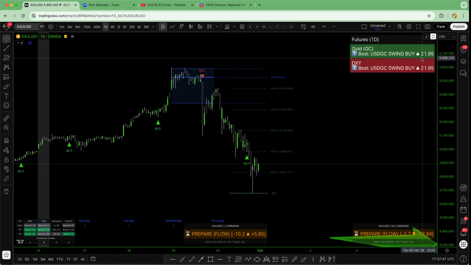And look at gold as well. Look, 21.95, people. So can you compare a 21.95 velocity rating compared to a 1.2? You see the difference, guys and girls? Boom.